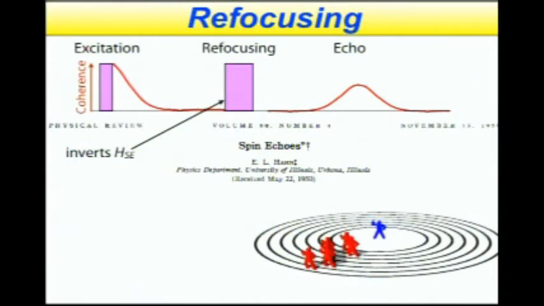The idea is the following, that this destructive interference comes because the individual spins have different precession frequencies. And you cannot change their precession frequency, but you can cause them to trace back their precession. And so if you invert them with this pulse, they go back, and after you wait the same amount of time as between the excitation and refocusing, they come back into phase and you get the echo.